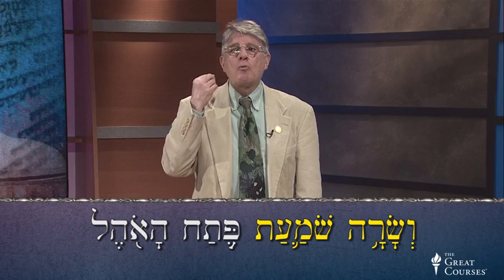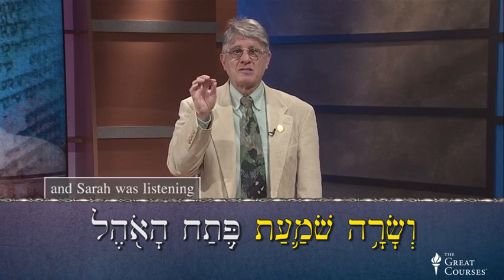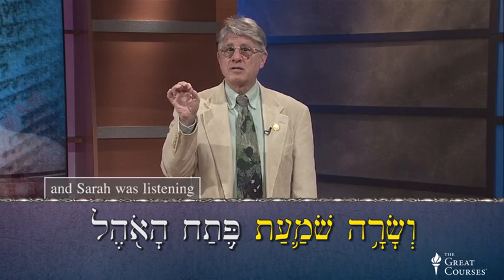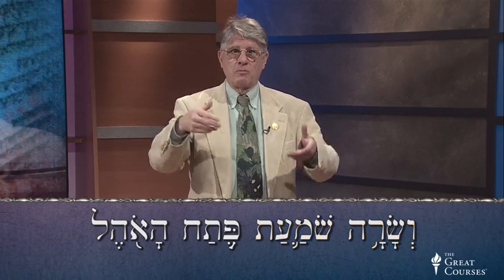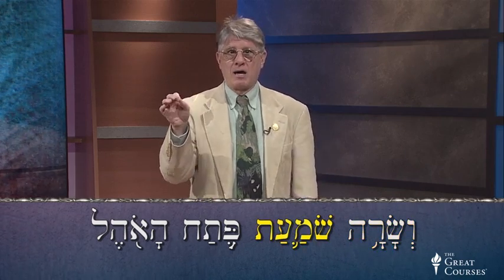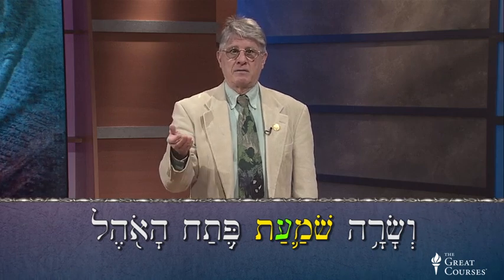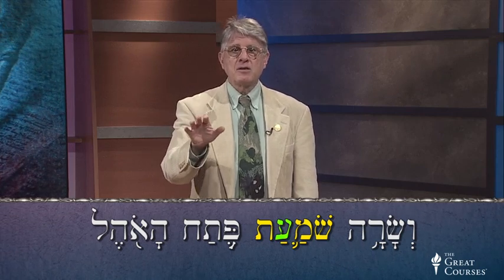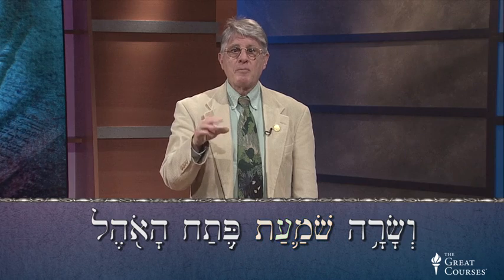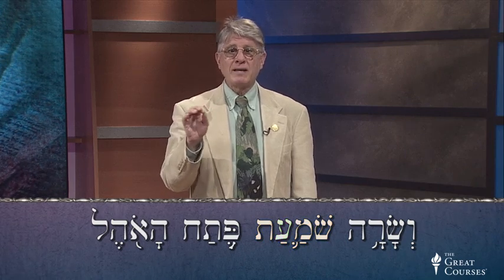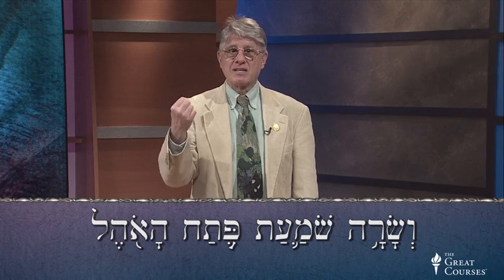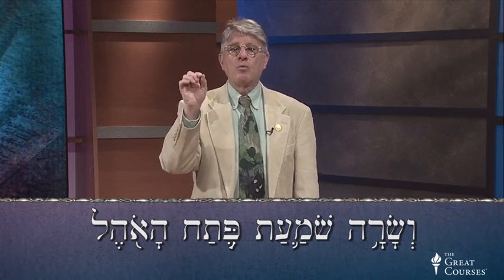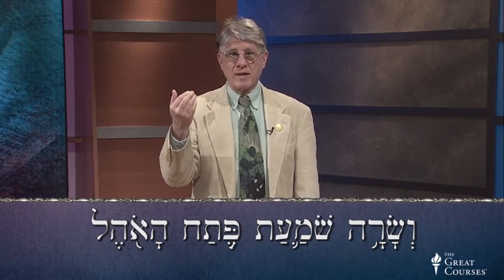Vesarah shoma'at, and Sarah was listening. Not shome'et, like kotevet or shomeret, but shoma'at, because of that guttural ayin. Kal, feminine singular participle. And remember that the participle does not tell you when it happened, so we have to get the tense from the context. Not she's listening now or will be listening, but was listening when that announcement was made.